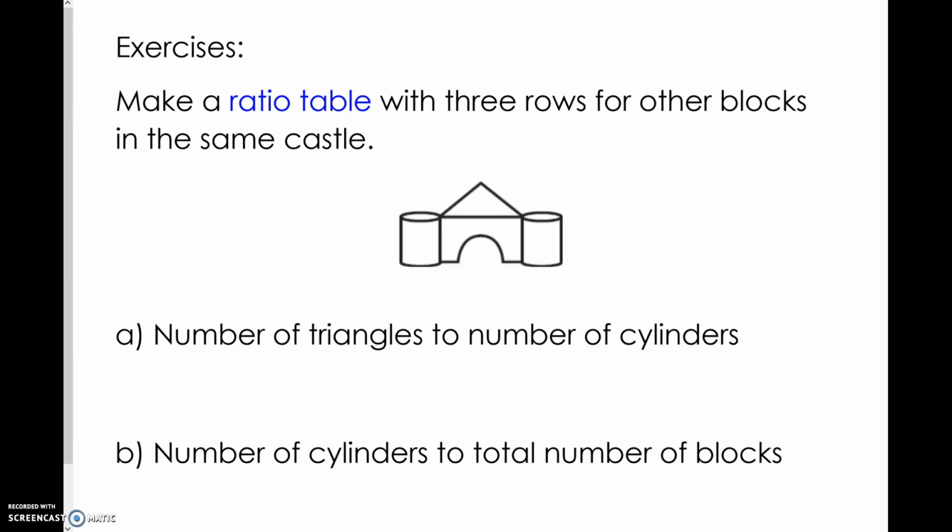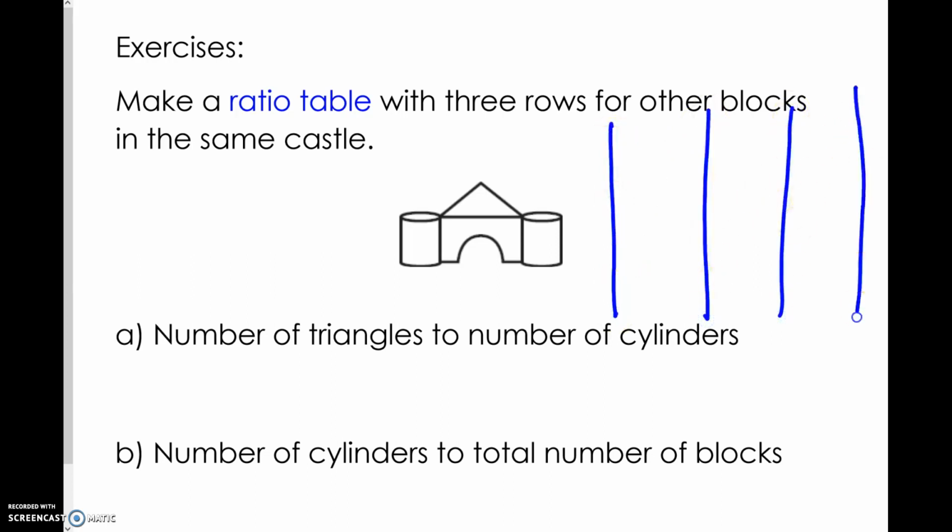You can represent this information in a different way. You can make a ratio table with 3 rows for other blocks in the same castle. We could represent the number of triangles to the number of cylinders. For example, our first column will be for triangles, our second column will be for cylinders, and our third column will be our total blocks. So we know for 1 triangle we have 4 total blocks.